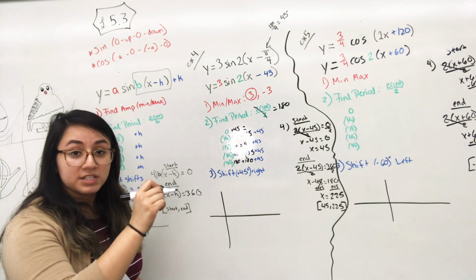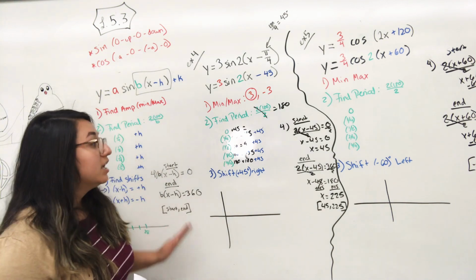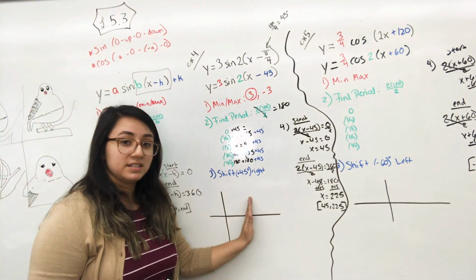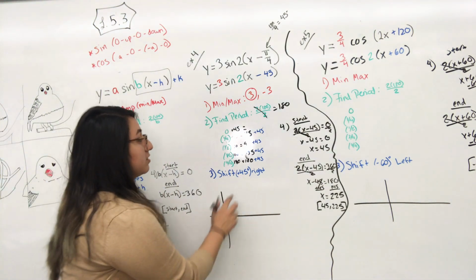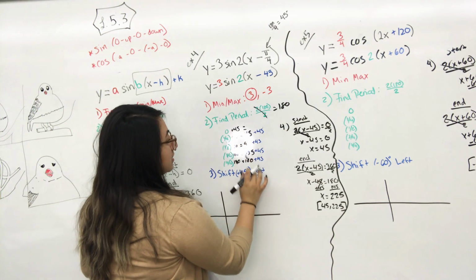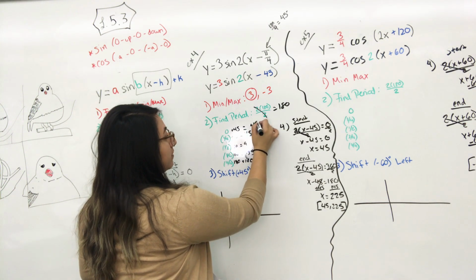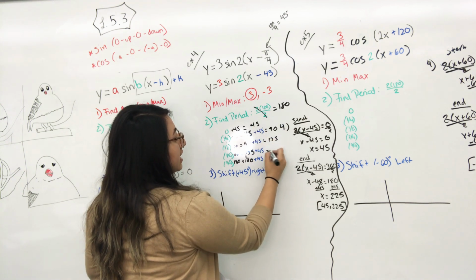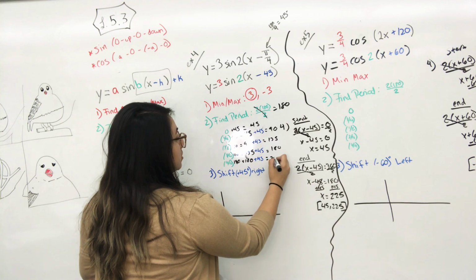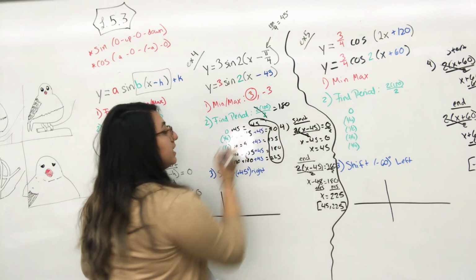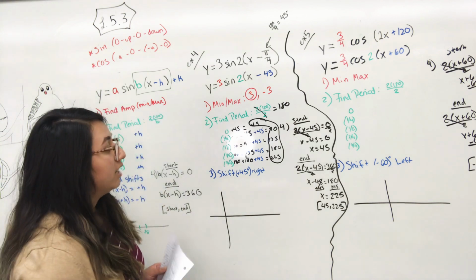Because remember, our starting point is 0, but we're not starting at 0 anymore. We're shifting 45 degrees to the right. So now our starting point is not 0. So to find each of these, add 45 to all of these. So I'm adding 45, I get 45, I get 90, I get 135, I get 180, and I get 225. These are our new points and how we are going to graph our function.